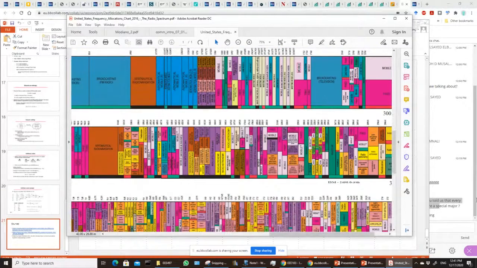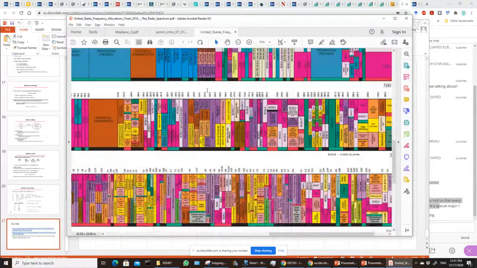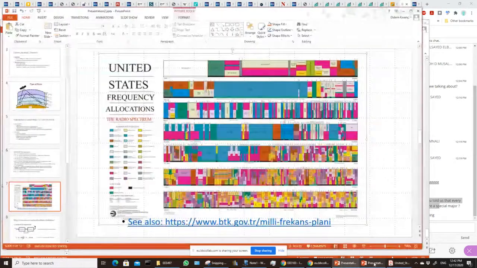Okay, so yeah, this is the frequency map. You can look at this. Some of these frequencies you're allowed to transmit on without notifying your government authority, but most of them are actually heavily restricted. You're not allowed to transmit there without the government's knowledge.